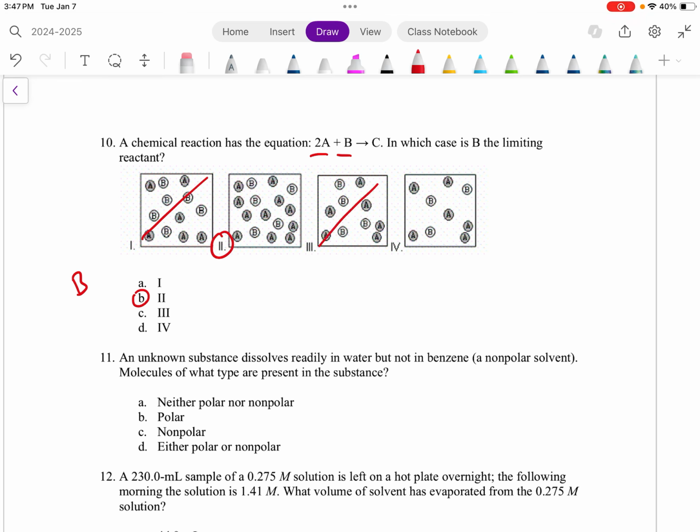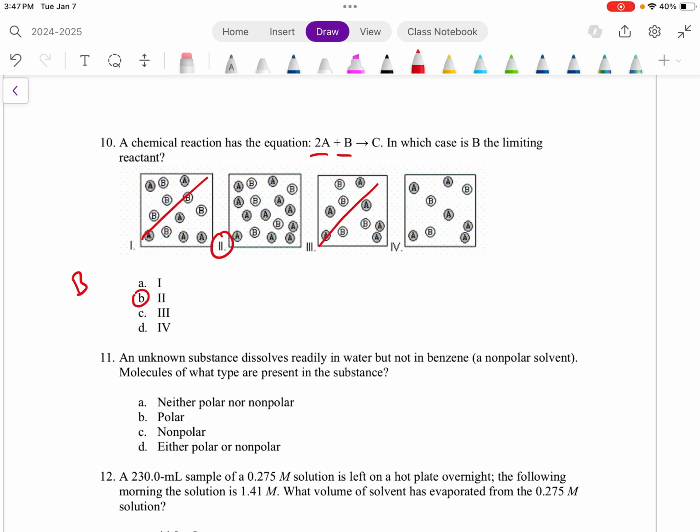An unknown substance dissolves readily in water but not in benzene. What type of molecules are here? If it readily dissolves in water, remember like dissolves like, and water is polar. So the best answer here is that it would be a polar substance.